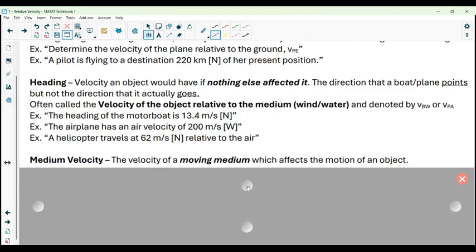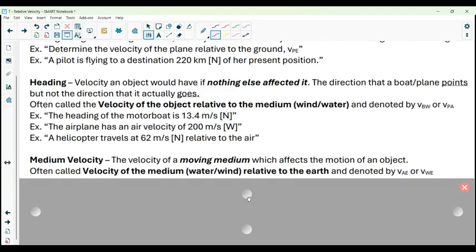Last one is our medium velocity. I usually find this one pretty easy to pick up on. It's the velocity of a moving medium which affects the motion of an object. So it's often called the velocity of the medium, like water or wind, relative to the earth. That means if I'm standing on the earth, the still ground, and I look down at that river or look up at that wind, what direction are they going relative to a stationary observer on earth? We might call it VAE, the velocity of the air relative to the earth, or VWE, the velocity of the wind relative to the earth.